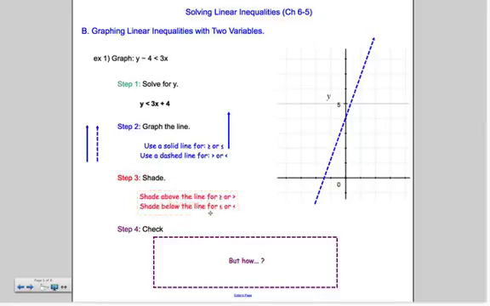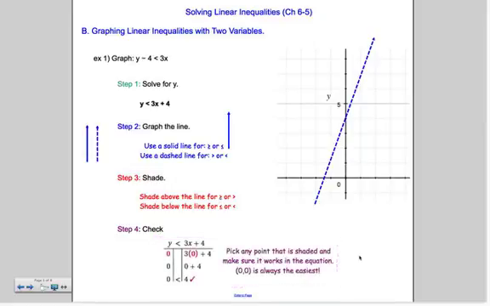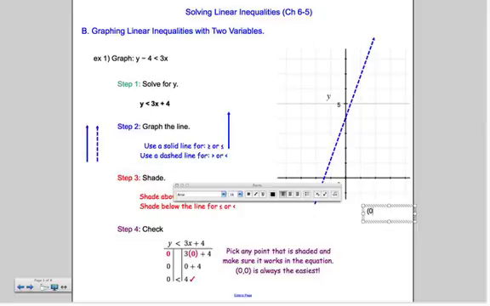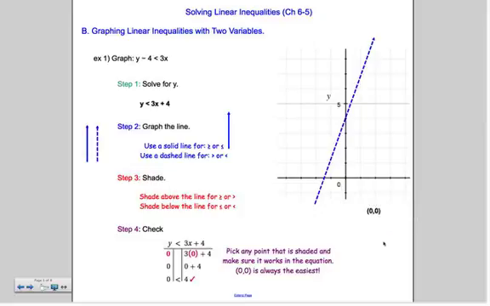We need to shade this, okay? So we've got to shade above the line for greater than and below the line for less than, right? How do you check? Well, pick a point. So I'm going to pick this point, (0, 0). I want to say, hey, is (0, 0) a solution? So (0, 0) is right here. I want to know if all of these points over here are solutions or all the points over here are solutions. So plug (0, 0) in for your original equation.